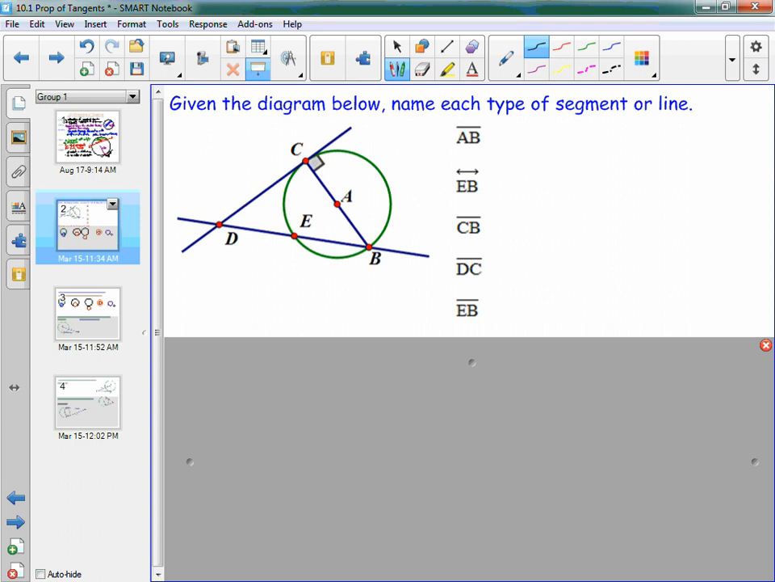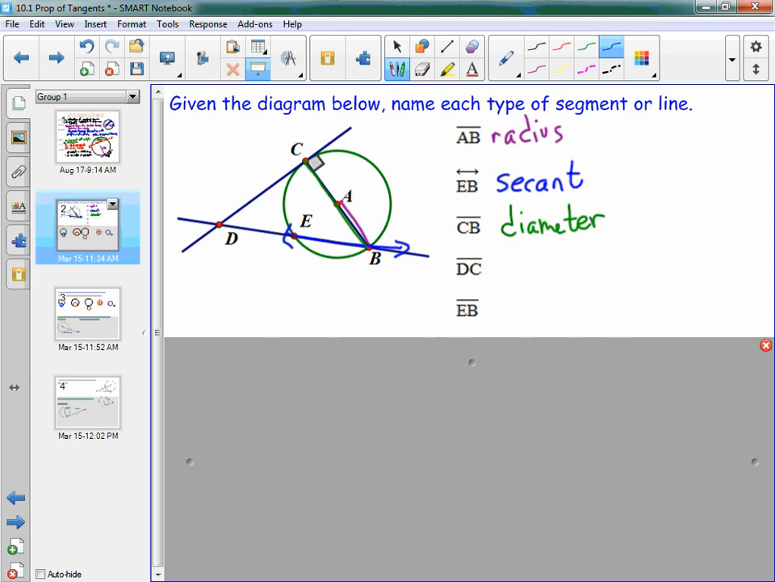Given this diagram, name each type of segment. Notation is important. Alright, AB, the segment, right there, is the radius. EB with the arrows is a secant because it goes through the circle twice. CB is the segment that goes across the circle through the center, making it a diameter.